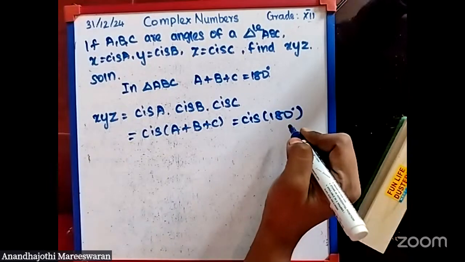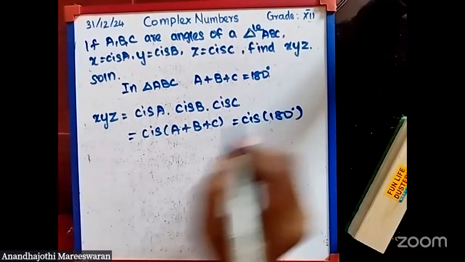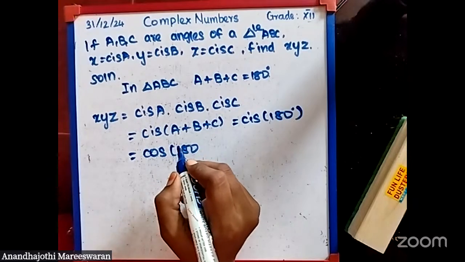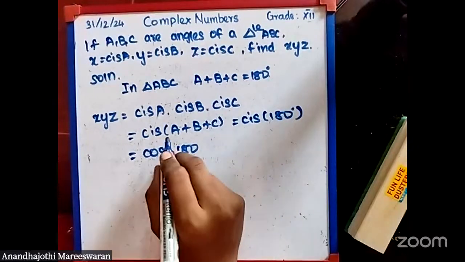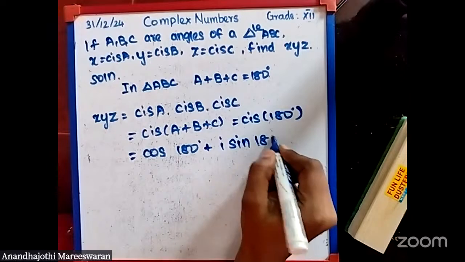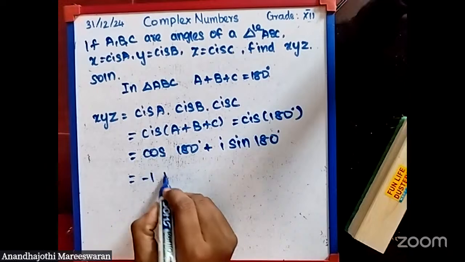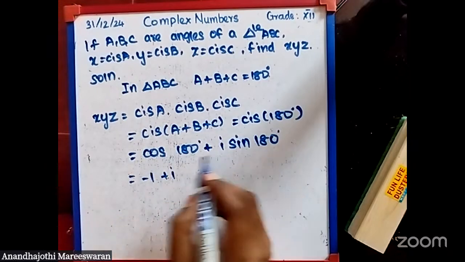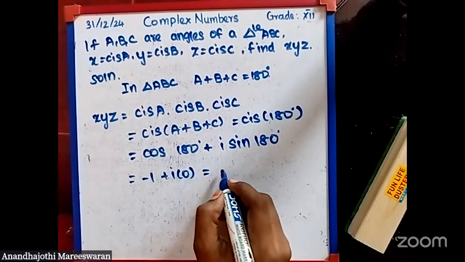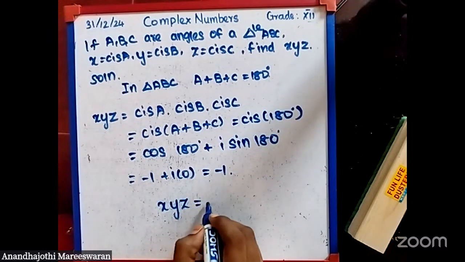We can expand it as cos 180 degrees plus i sin 180 degrees. What is cos 180 degrees? It's minus 1, plus i. What is sin 180 degrees? It's 0. So i multiplied by 0 will be 0. So the final answer is minus 1. So x multiplied by y multiplied by z is equal to minus 1.